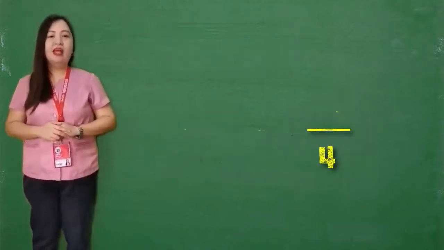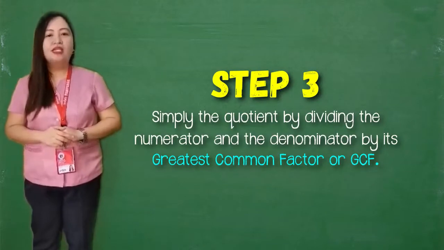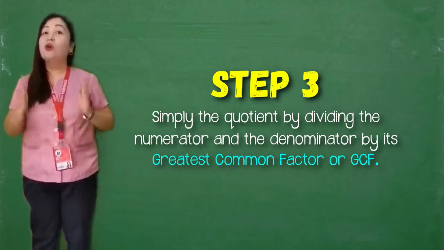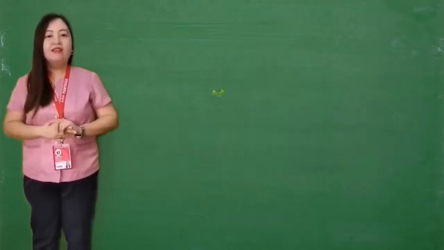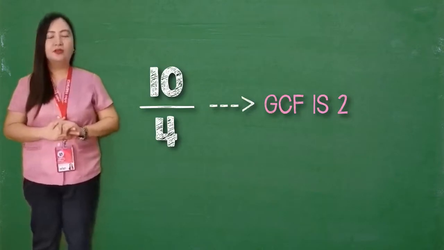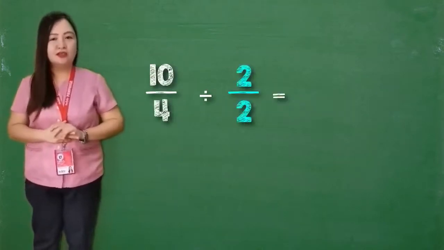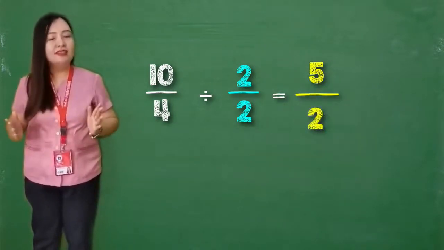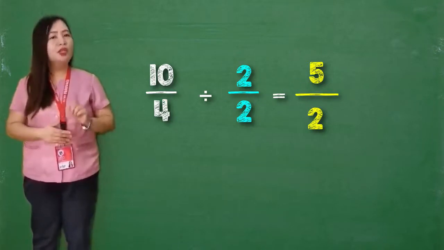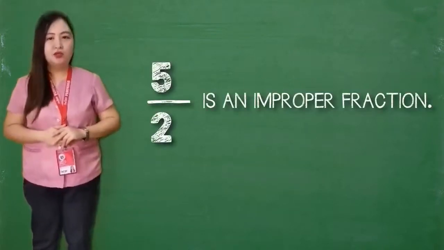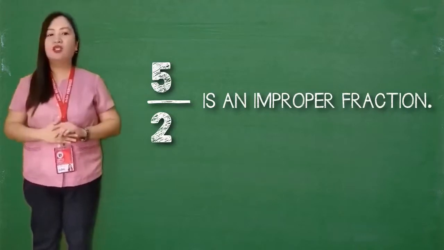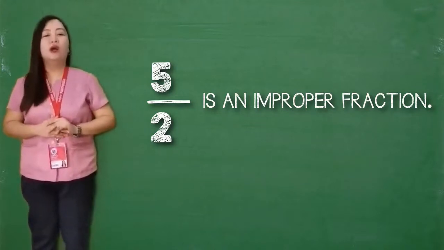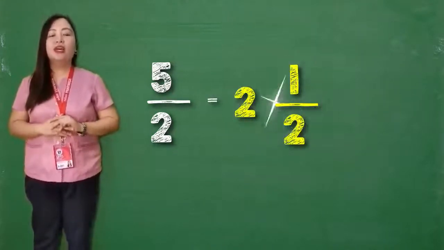Step 3. Simplify the quotient by dividing the numerator and the denominator by its greatest common factor, or GCF. The GCF is 2. So 10 divided by 2 is 5, and 4 divided by 2 is 2. The result is 5 over 2, which is an improper fraction. We can make it as a mixed fraction by dividing the numerator by its denominator. So our final answer is 2 and 1/2.